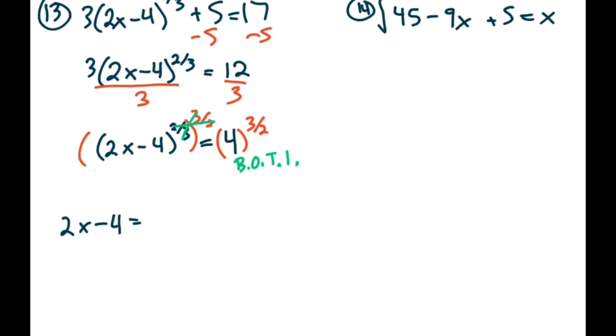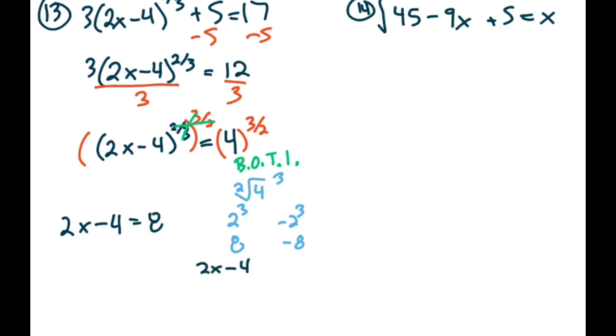So this becomes the square root of 4 cubed. Well, the square root of 4, we took the square root of both sides. So we're going to have a positive 2 and a negative 2. So we have 2 to the 3rd and negative 2 to the 3rd. So we get 8 and negative 8. So we're going to end up with 2 parts here.